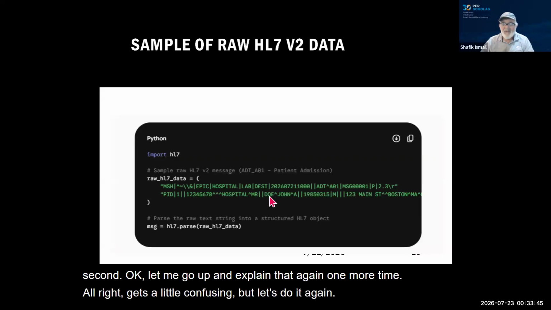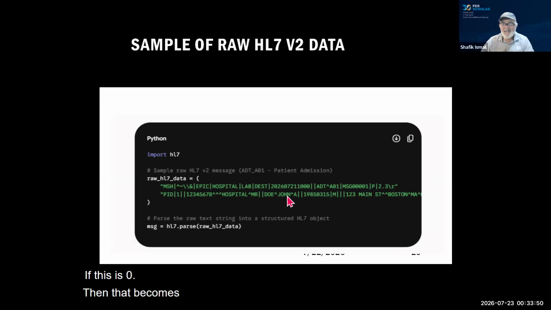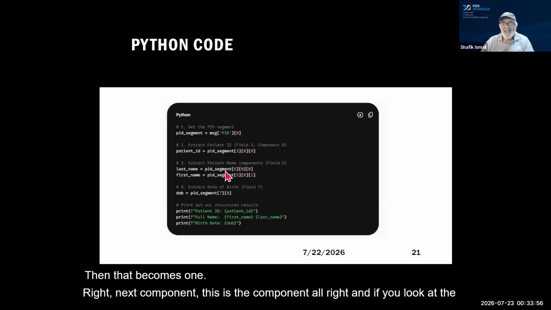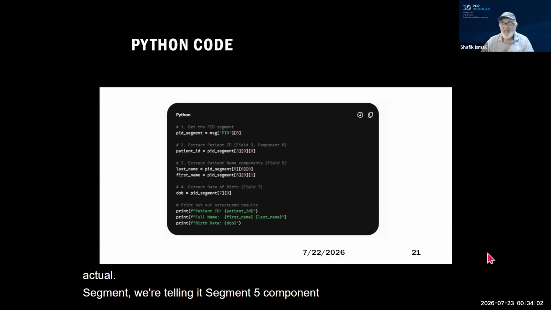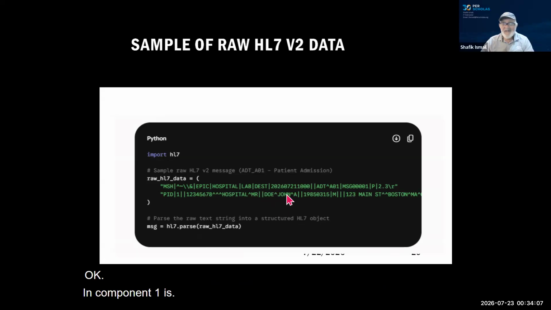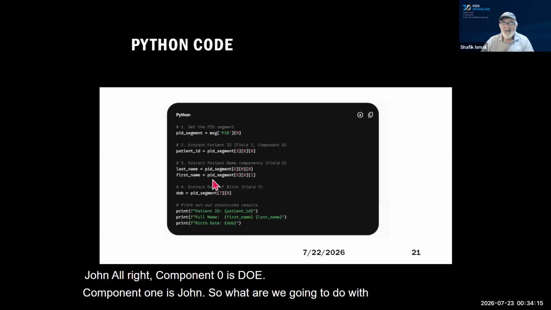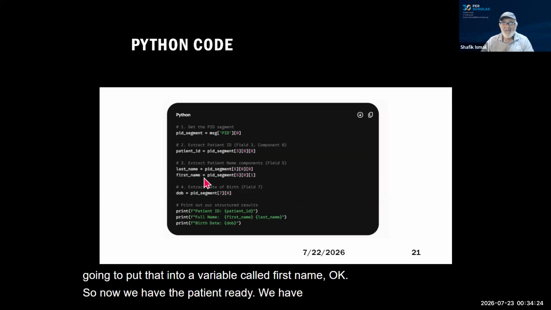If this is 0, then that becomes 1. Next component. This is the component, and if you look at the actual segment, we're telling it segment 5, component 1. And component 1 is John. Component 0 is Doe. So component 1 is John. So what are we going to do with John? We are going to put that into a variable called first name. So now we have the patient ID, we have the last name, we have the first name.